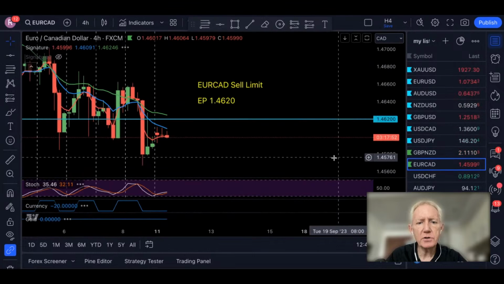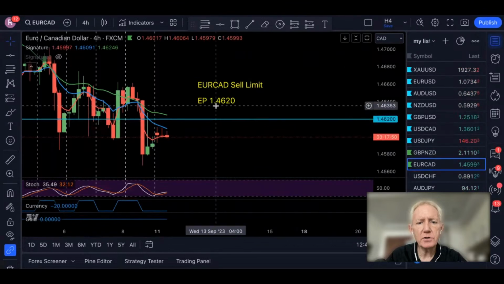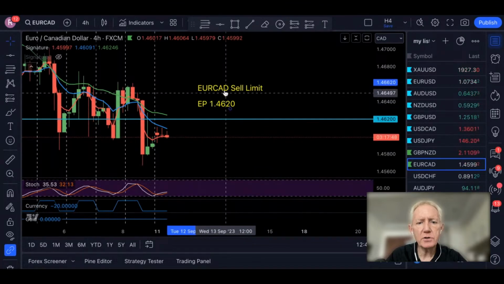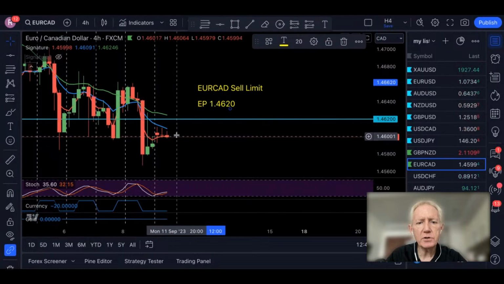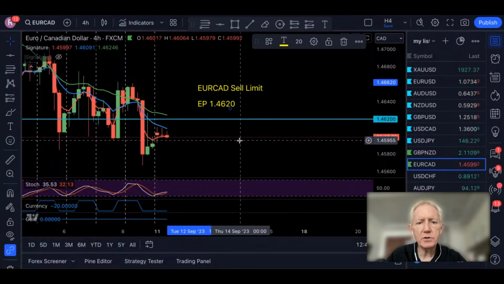And then the Euro CAD, a sell limit, which is still a very, very good order. Do not change that. That would be a sell limit because that is below the price. Let it come back up here, make a correction to 1.4620. So I hope that was clear.